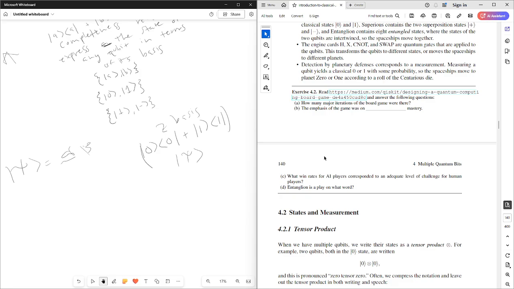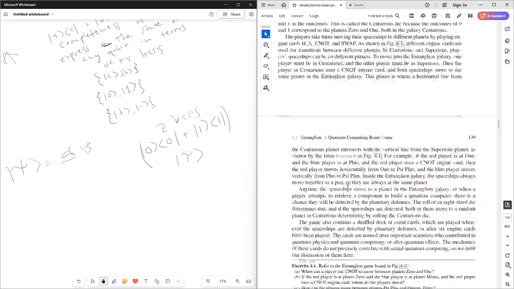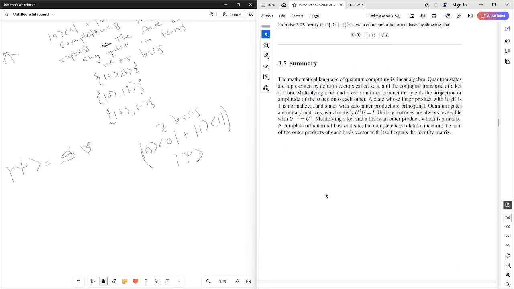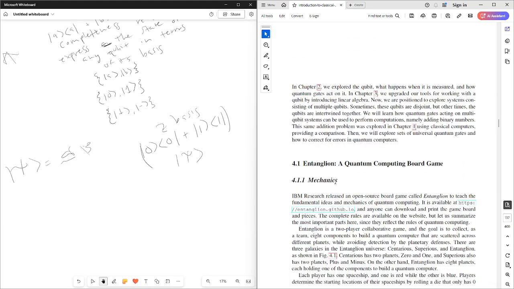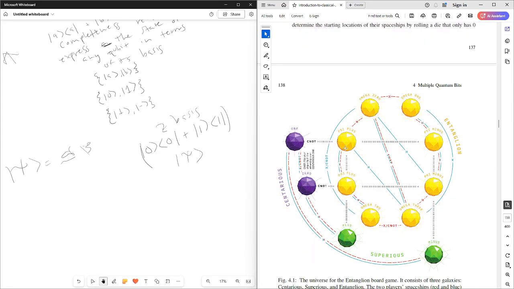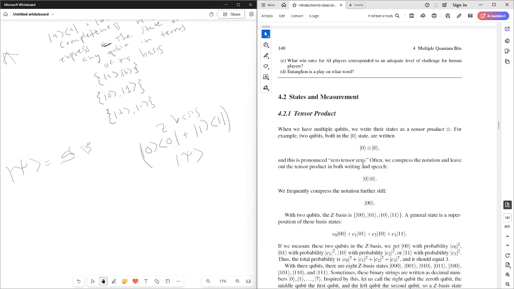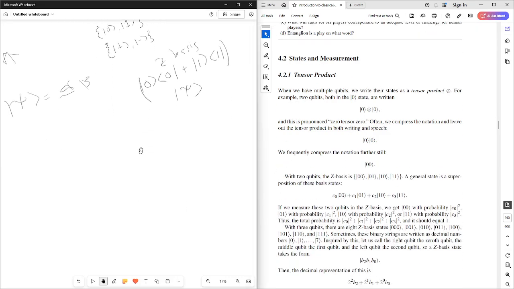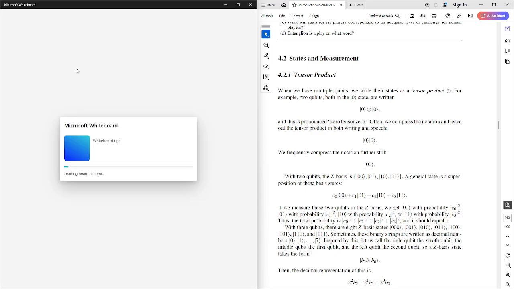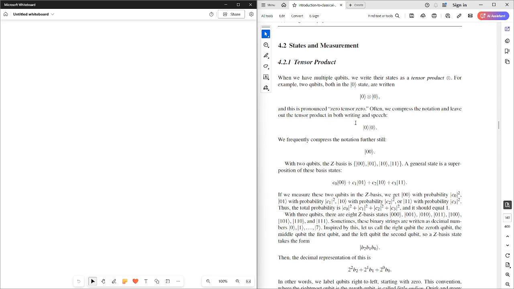Let's just dig in here. Chapter 4 is where things really get going. Honestly, the homeworks, the problem sets, the labs, etc., really pick up here with multiple quantum bits. Obviously, those first few chapters are foundational to understanding what happens when we get here. Let's move into multiple qubit states.